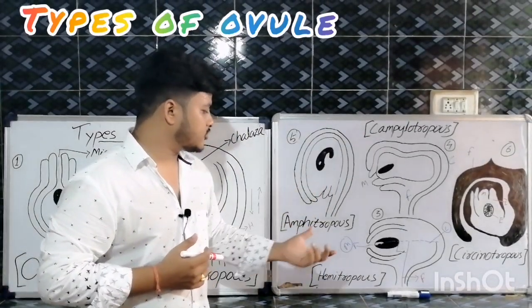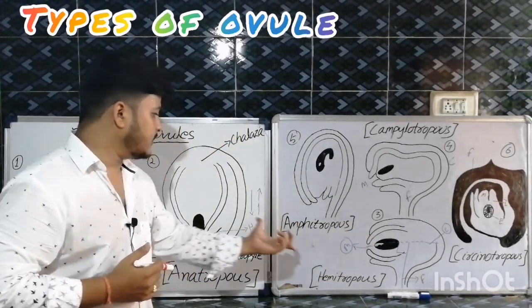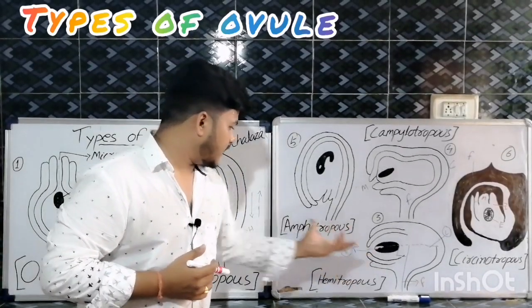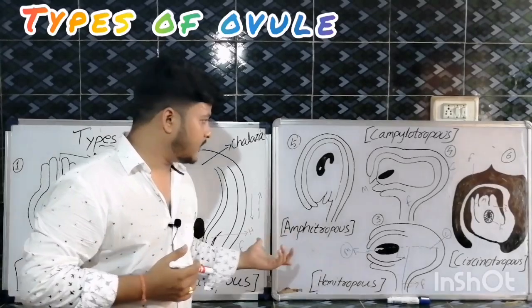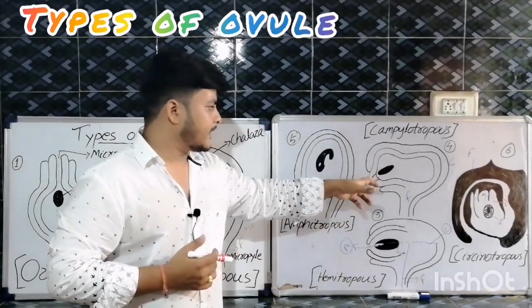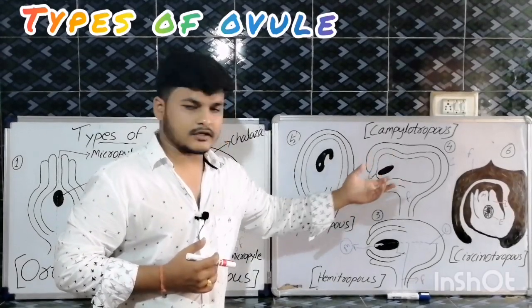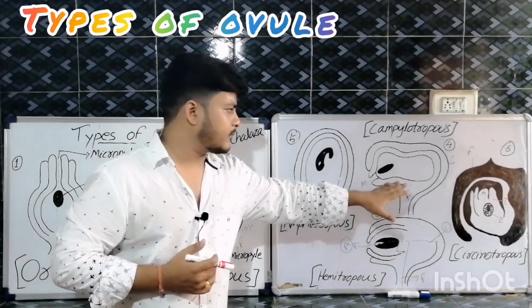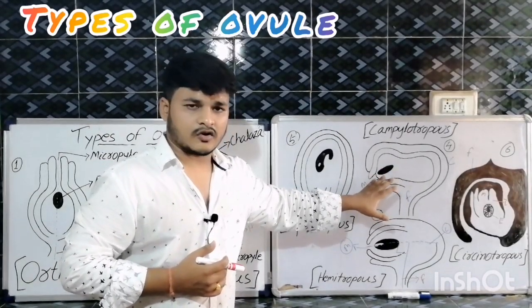Next, the campylotropous ovule. The campylotropous ovule is in between those. That means one is the inverted ovule, and the other is the perpendicular ovule, and in between them, the angle is the campylotropous ovule. And in the campylotropous ovule, the three parts, the micropylar end, funicle and chalazal end, are arranged at a single point. That means these are quite close to each other.